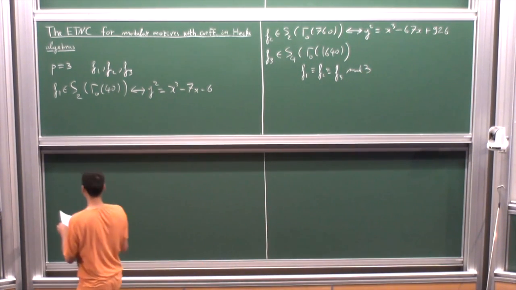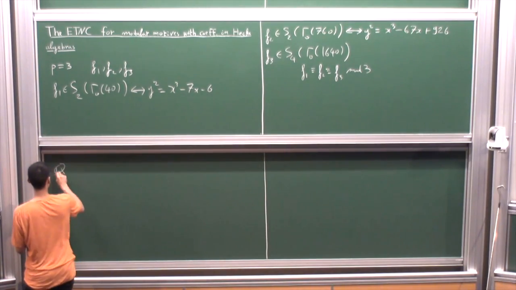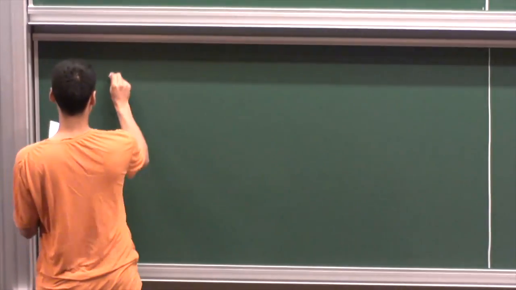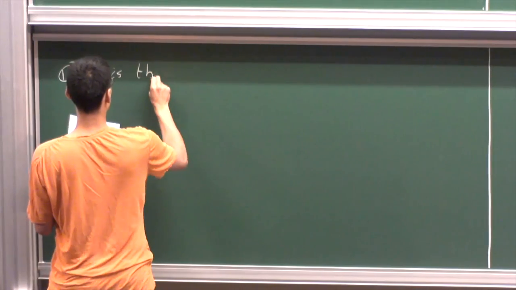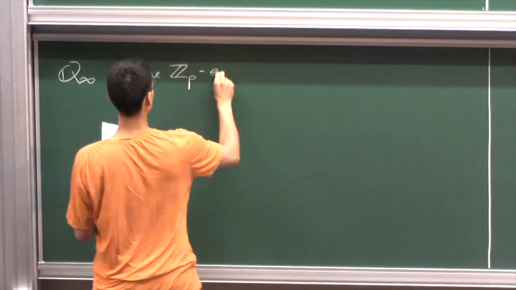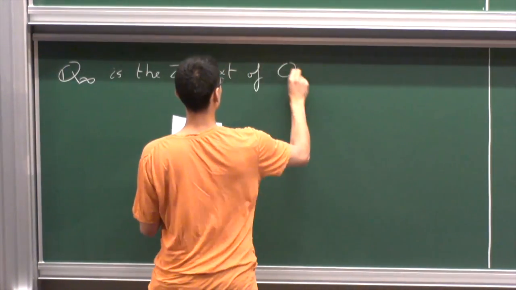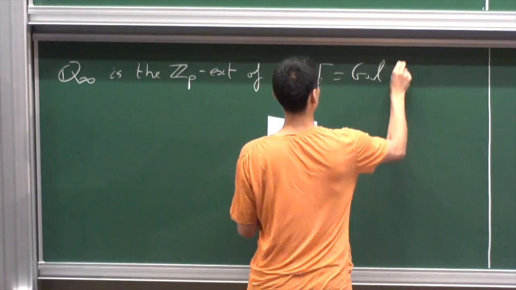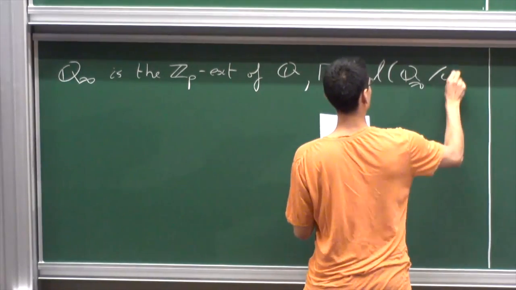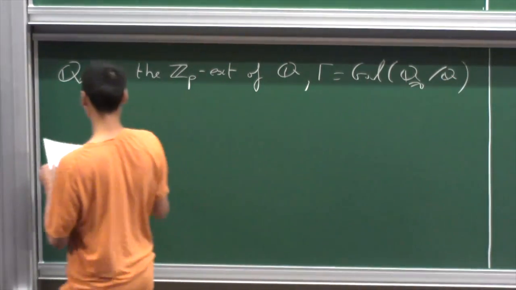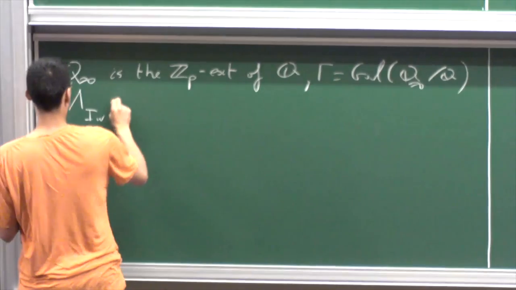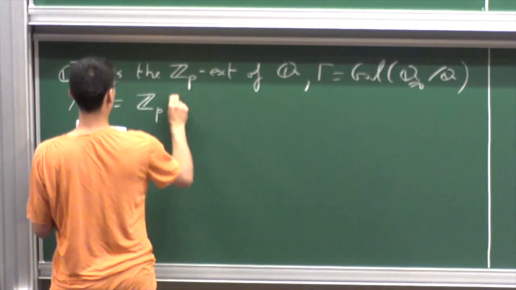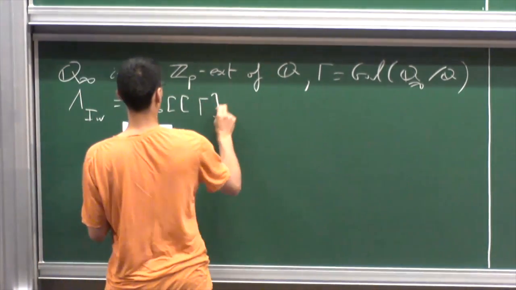So let me introduce a few more notations. So Q_infinity will be the Z_p-extension of Q. Gamma is its Galois group. And as usual, Lambda will denote the complete group algebra Z_p double bracket Gamma.